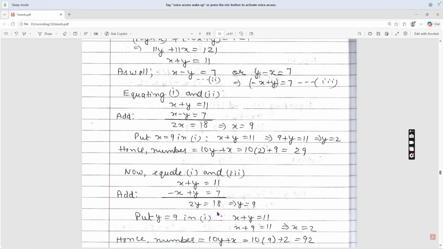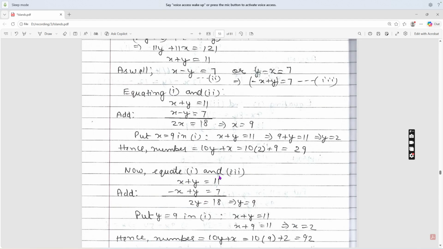Simple. But again we have to do one more thing. x plus y is equal to 11, and the third equation is minus x plus y is equal to 7. Now again we are going to add them because the signs of the coefficient of x are opposite but their values are the same: plus 1 and minus 1. So plus 1 minus 1 is 0, plus y and plus y is 2y, and 11 plus 7 is equal to 18. So y is equal to 18 upon 2, that is equal to 9.